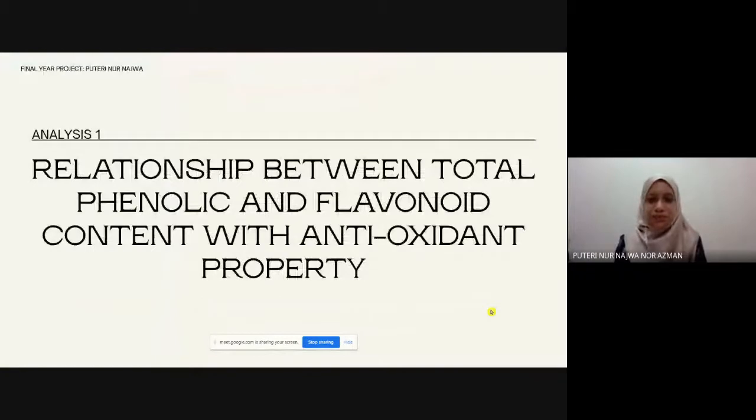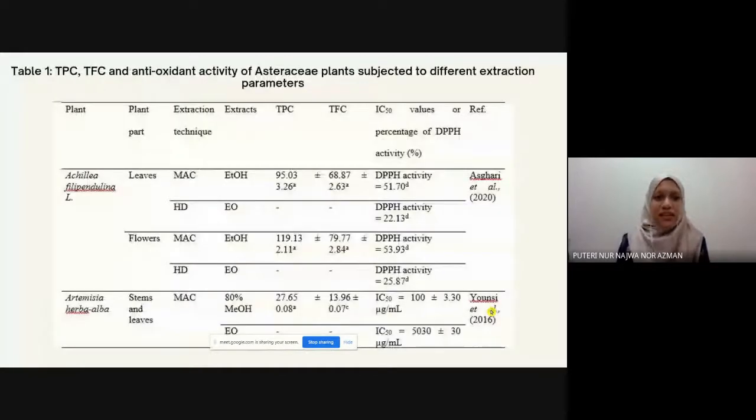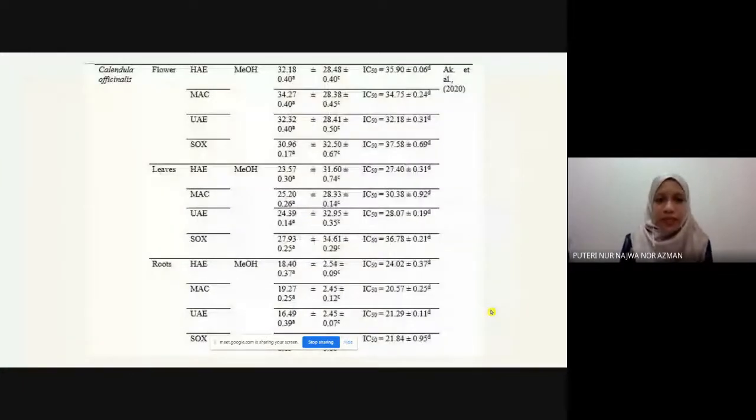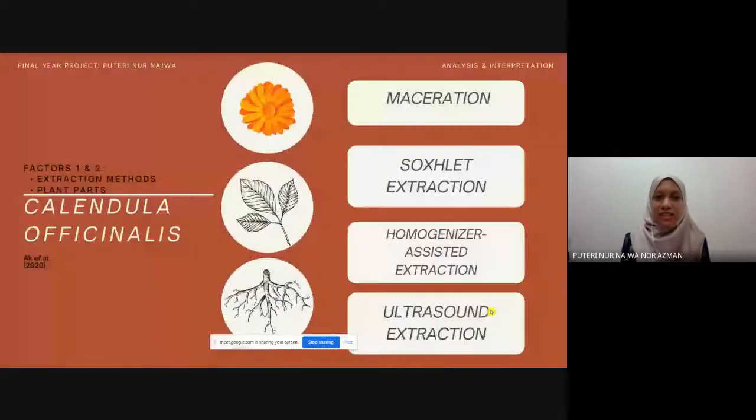Moving on to the first analysis, which is the relationship between total phenolic and flavonoid content with antioxidant property in these selected plants. The results from the 5 plants are summarized here in table 1. Let us move on in depth with the first plant, which is Calendula officinalis, and the first 2 factors to be discussed would be the extraction techniques and the plant parts.